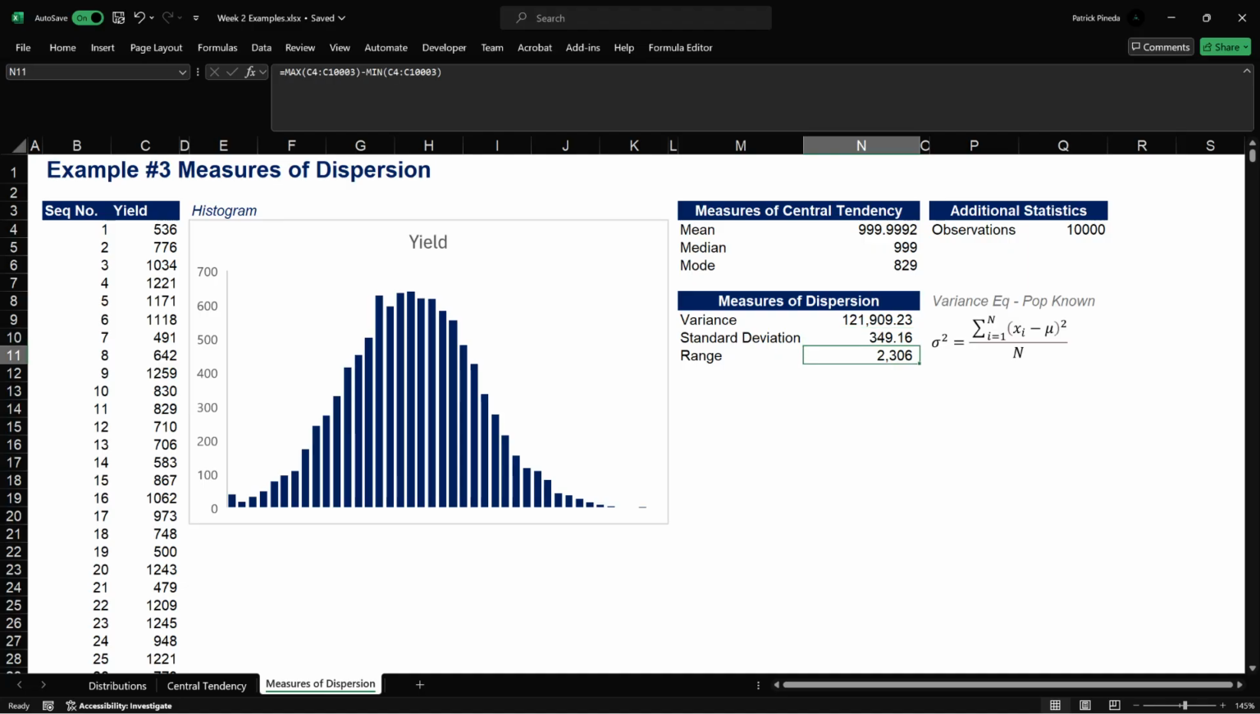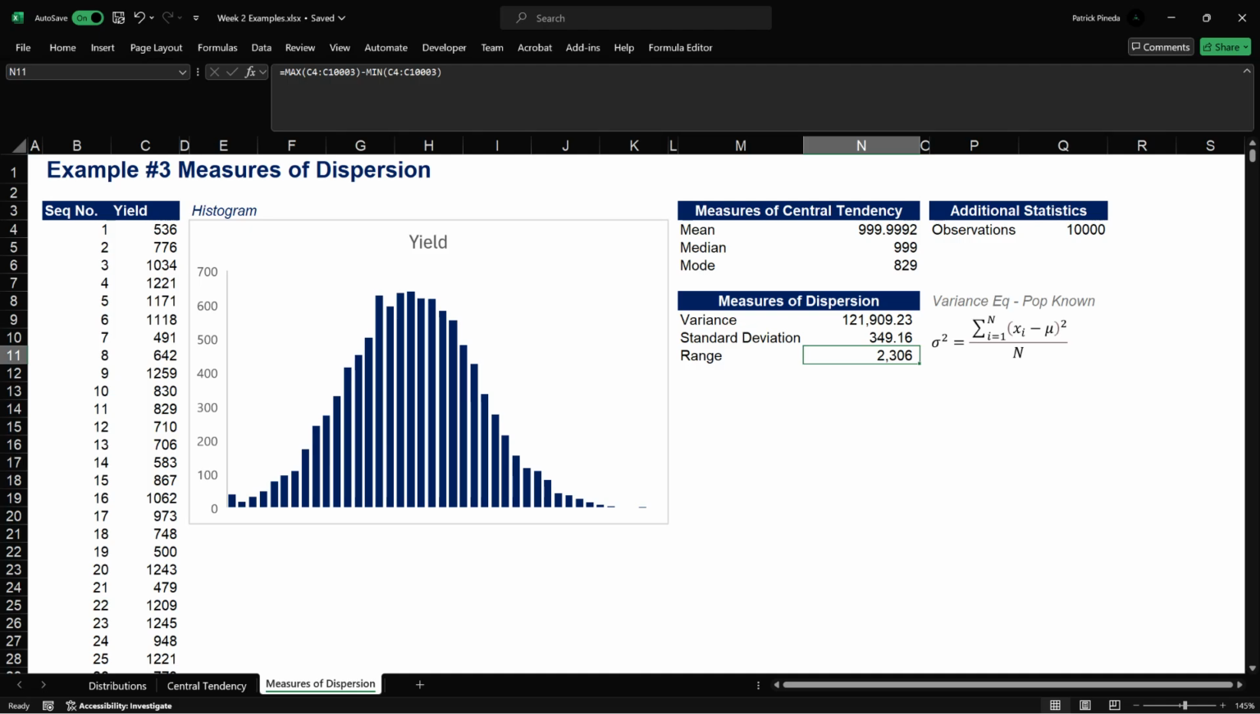And of course the range, which is just the max minus the minimum, the highest and lowest values, meaning there is a range of 2,306 cars that are produced in yield. That is the highest range in between.